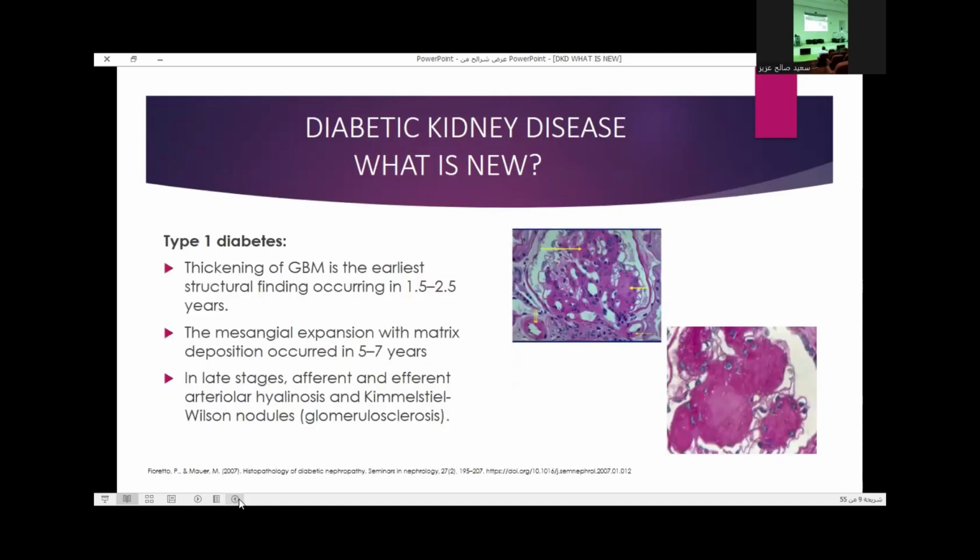Usually we have type 1 diabetes and type 2 diabetes. In type 1 diabetes, the changes usually start in a range between 1.5 and 2.5 years. It starts with thickening of the basement membrane, then there is mesangial expansion, and after that they can have the most specific sign of diabetes, the Kimmelstiel-Wilson nodule, which is the purple nodule in the lower picture. So we can notice that in type 1 diabetes, most of the changes are related to glomerular disease.